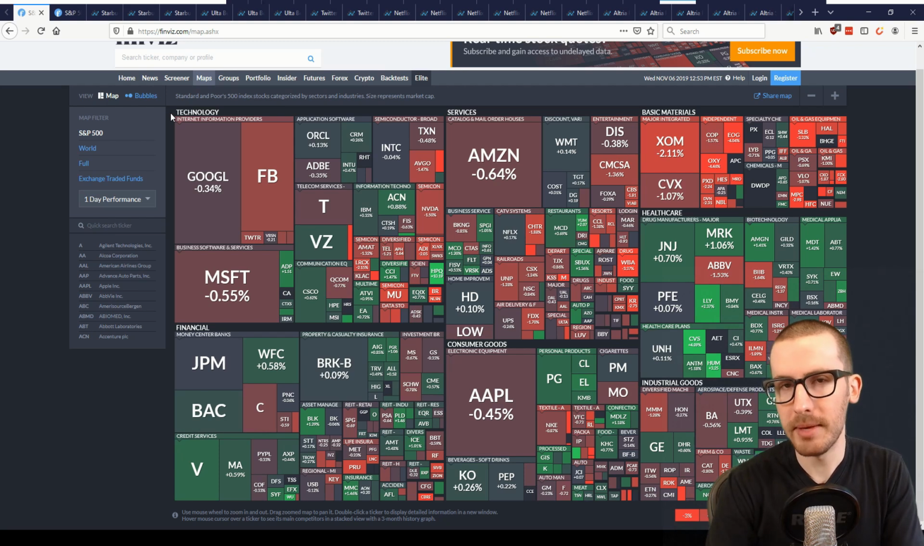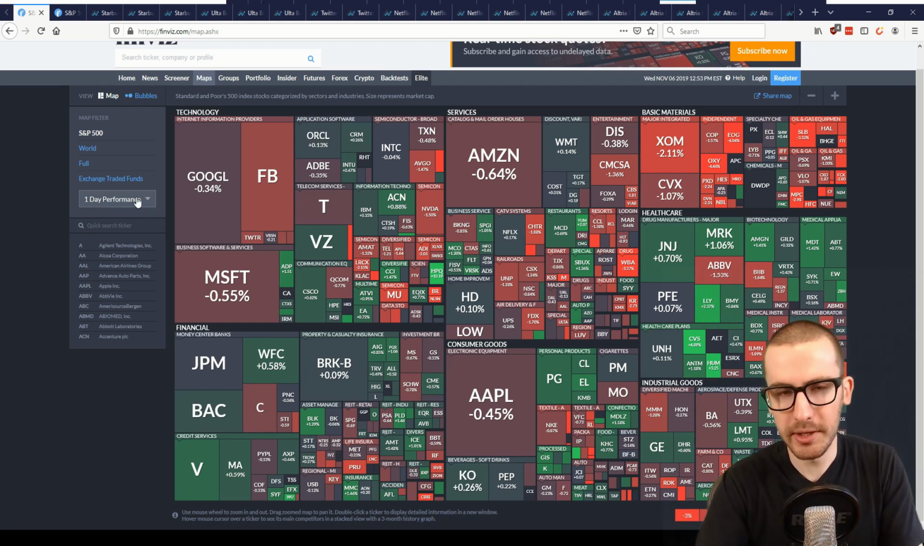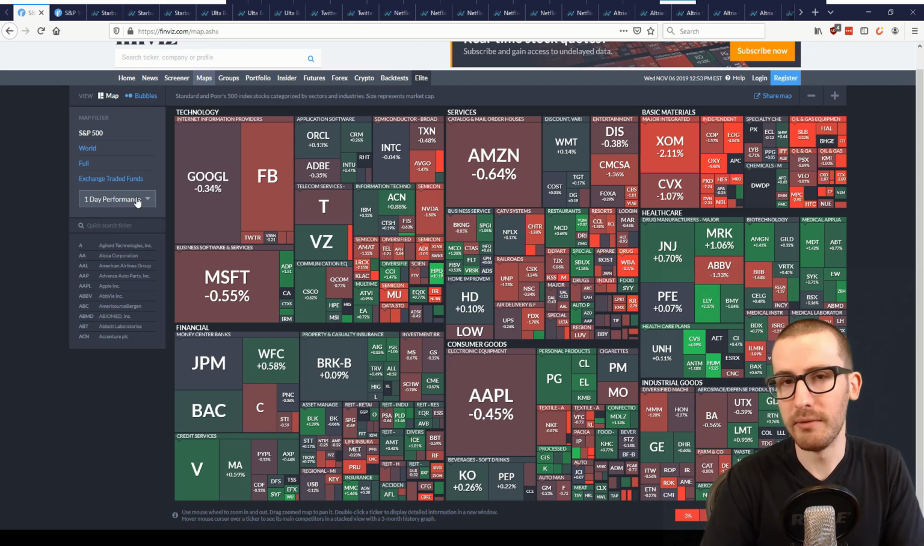So when you just open the heat map for the first time, what you'll be looking at is actually the one-day performance. So this will be the percentage price change in the stock compared to the close on the previous day. This is helpful if you wanted to just get a quick sense of where the market is today. Not that this necessarily has much relevance to long-term investors, but it is still interesting to see.